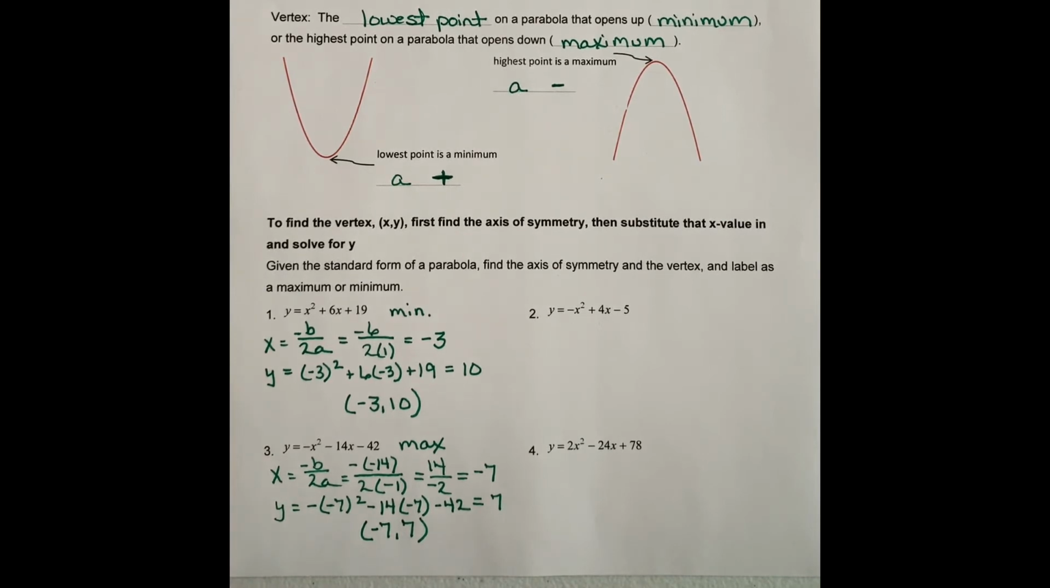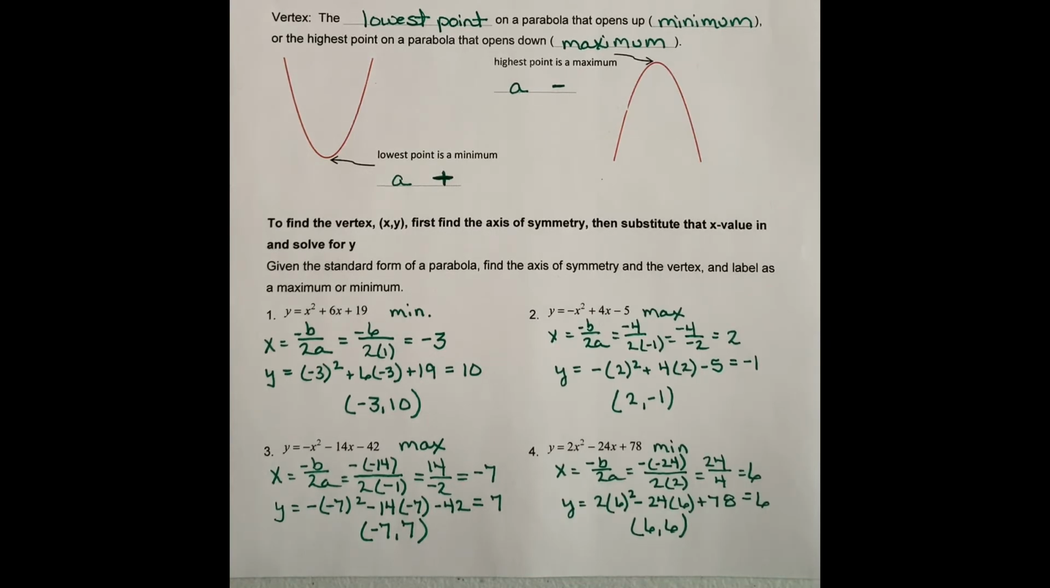Okay, you try 2 and 4 and then come back to check your work. Okay, number 2 is a max, and the vertex is at 2, negative 1. And number 4 is a min, and the vertex is at 6, 6.